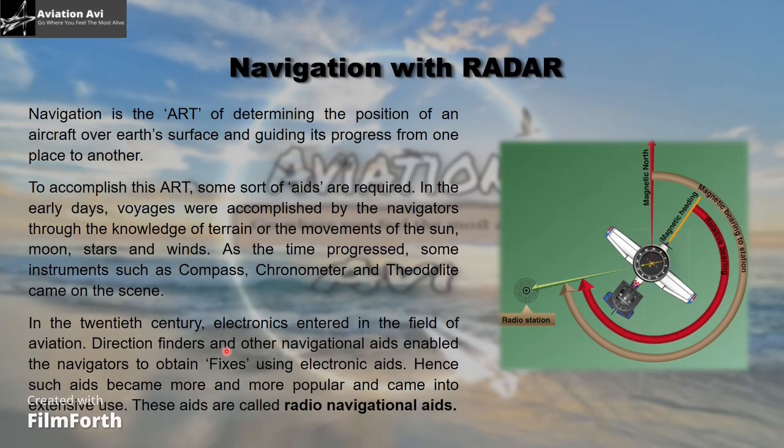Direction finders and other navigation aids enable the navigators to obtain fixes, that is, exact locations, using electronic aids. Hence, these aids became more and more popular and came into extensive use, and these aids are called the radio navigation aids. These aids help to obtain the magnetic heading and the relative magnetic bearing with respect to the radio station, and thus obtain specific fixes of the object and determine its location on the surface of the Earth.